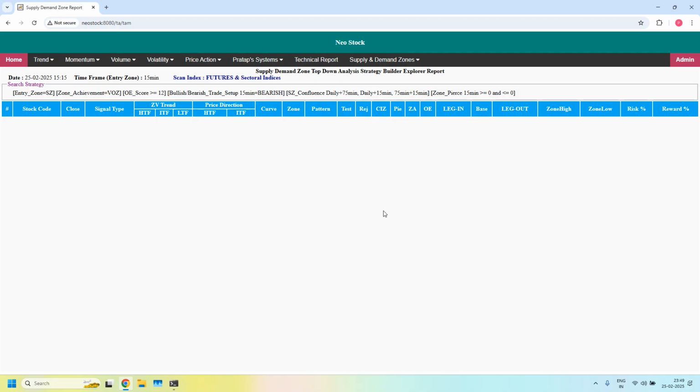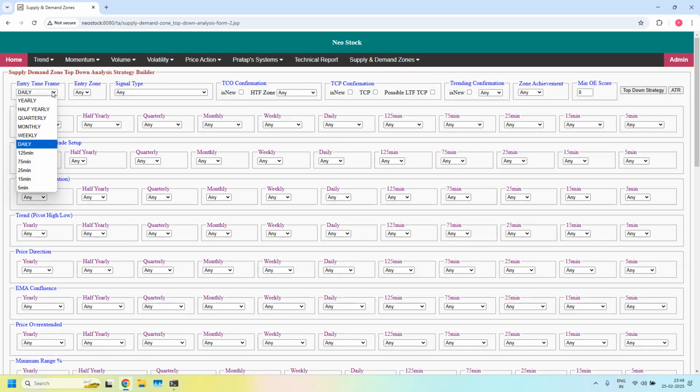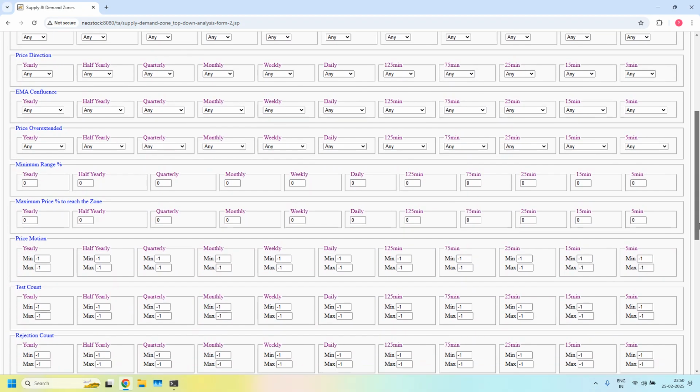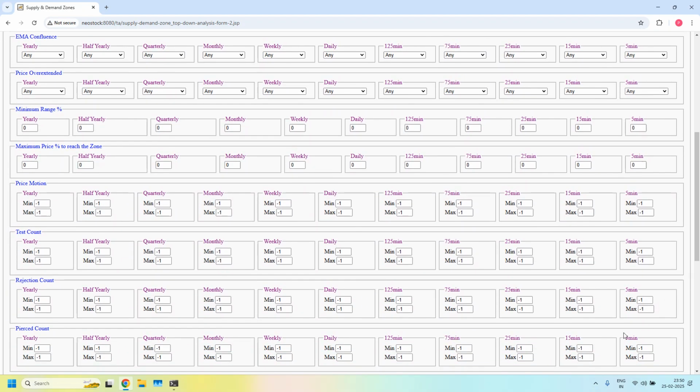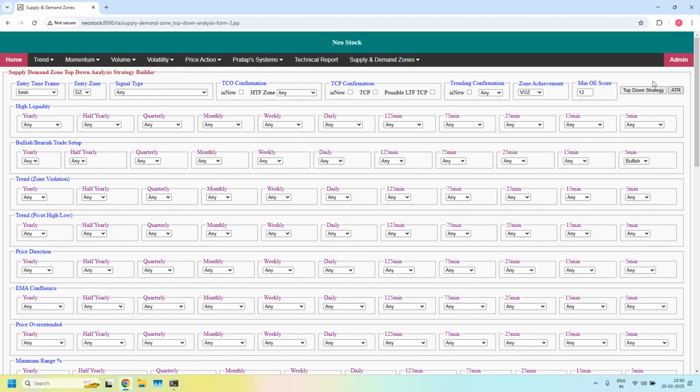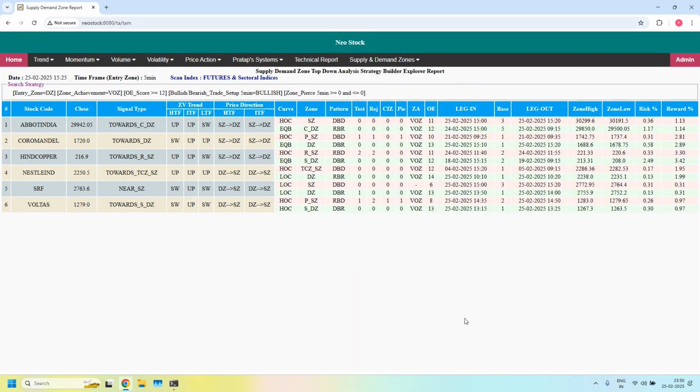Okay, next we will look into hourly income trade, bullish trade setup, entry time frame 5 minutes, entry zone, demand zone in bullish or bearish at 5 minutes. I am selecting bullish. Zone achievement VOZ, minimum order enhance score 12, and pierced count at 5 minutes time frame. I am setting minimum value 0, maximum value 0. With these filters, we got 6 stocks. These 6 stocks are bullish trade setup for hourly income trade.